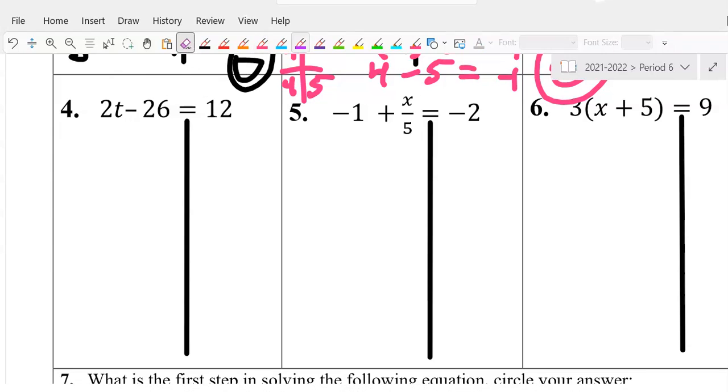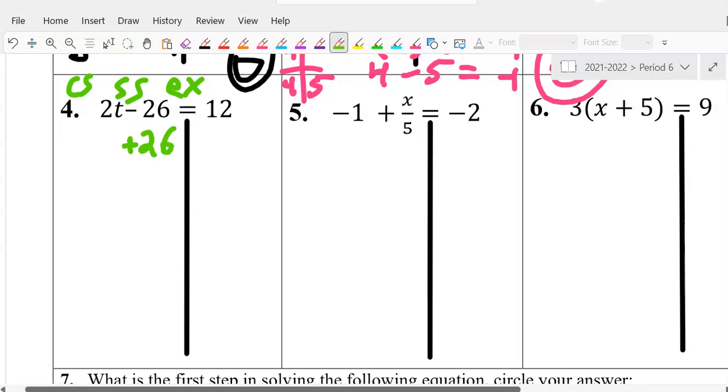Green. Okay, superstar: t. Co-star: 2. Extra: negative 26. Good. What do we do first? You get rid of the extra, which is 26. You have to add 26 on both sides. Do we agree? Add 26 on both sides? Yes. Okay, so we add 26 on both sides.